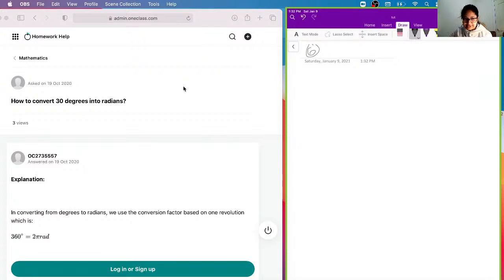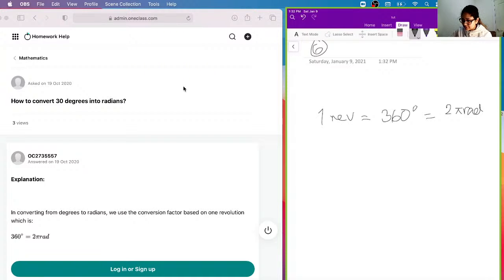Our next question says, how to convert 30 degrees into radians? In converting from degrees to radians, there's a conversion factor based on one revolution, which, if you guys recall, is equal to 360 degrees, which is equal to 2 pi radians.